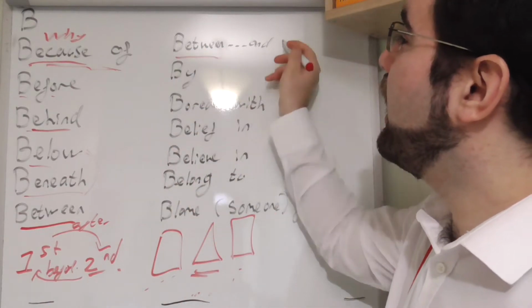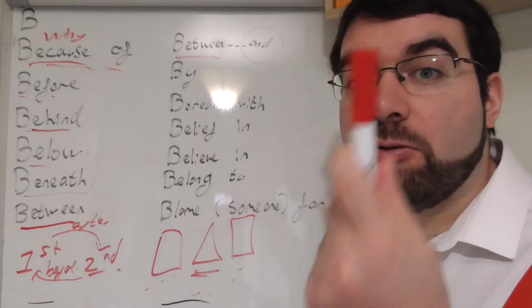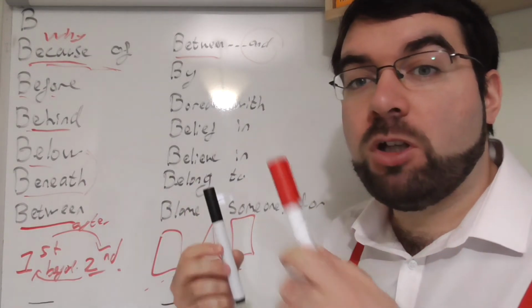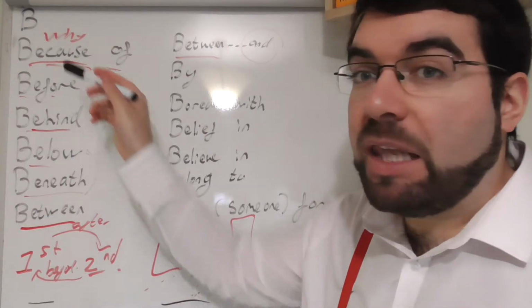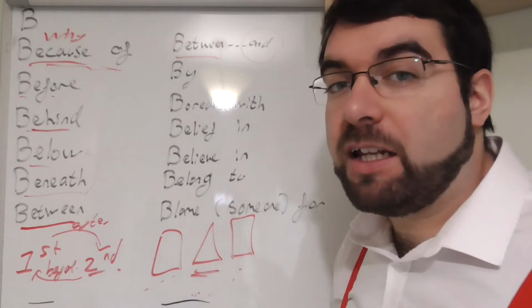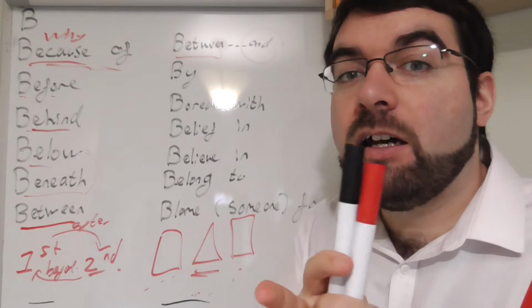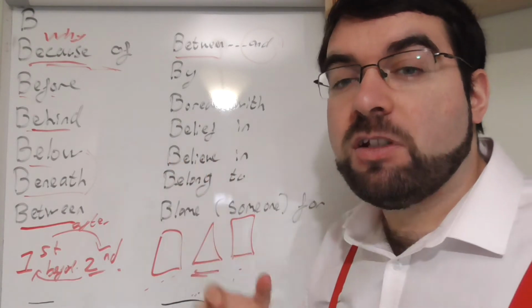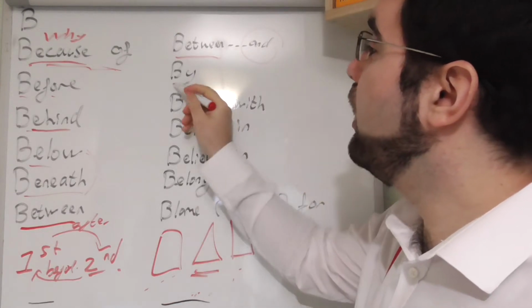Between and. I have a choice between red and black when it comes to writing my lessons. So what I use is black to write the words and red to write the notes in the class. So between red and black, I use them both to teach. How cool is that?